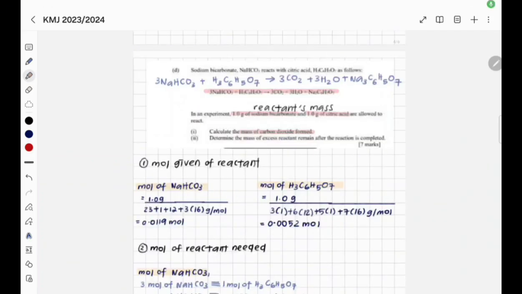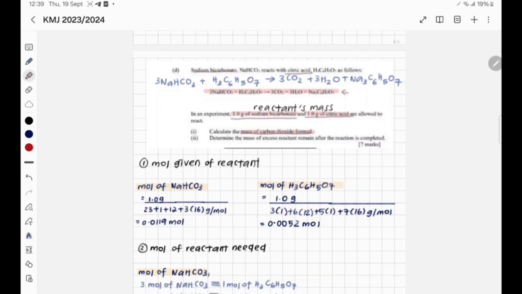For question D, sodium bicarbonate reacts with citric acid and ni equation dia. So in this question, information yang dorang dah bagi ialah reactants punya mass, which is 1.0 gram of sodium bicarbonate dengan 1.0 gram of citric acid. So the first question, dia nak kita calculate mass of carbon dioxide formed.